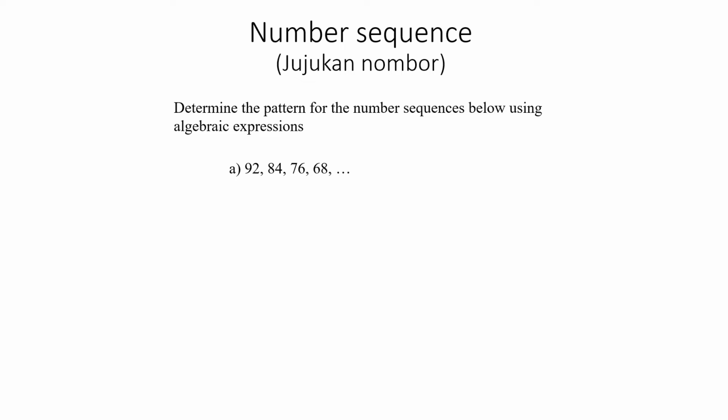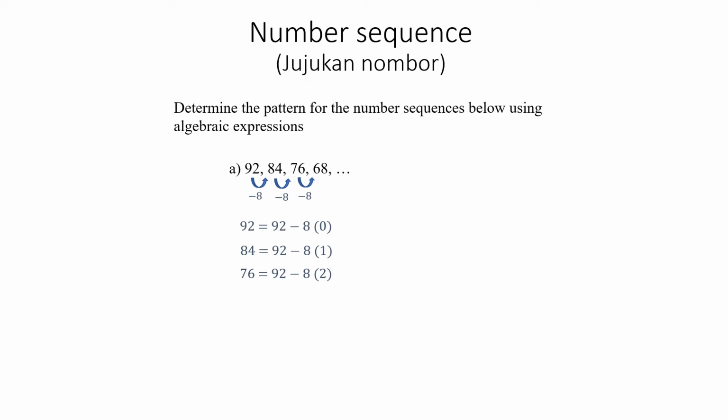And let's see other examples. Determine the pattern for the number sequences below using algebraic expressions. For this number sequence, you can see that the pattern is actually minus 8. So 92, we can define it as 92 minus 8 multiplied by 0. And 84 is 92 minus 8 times 1.